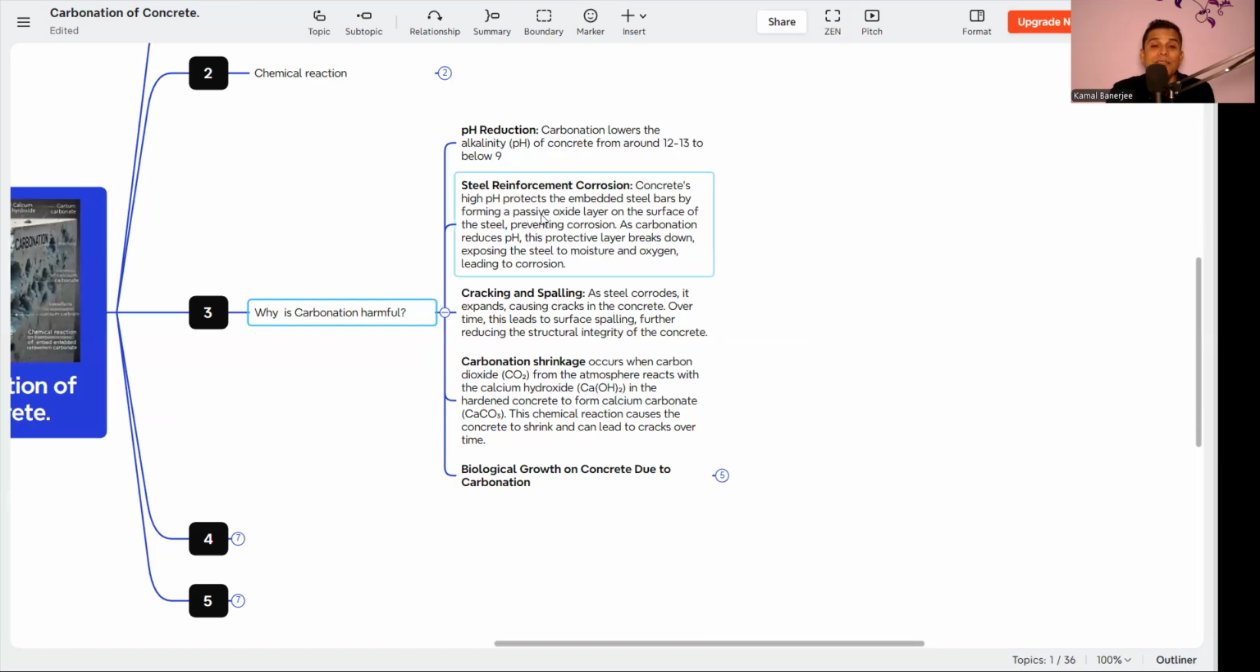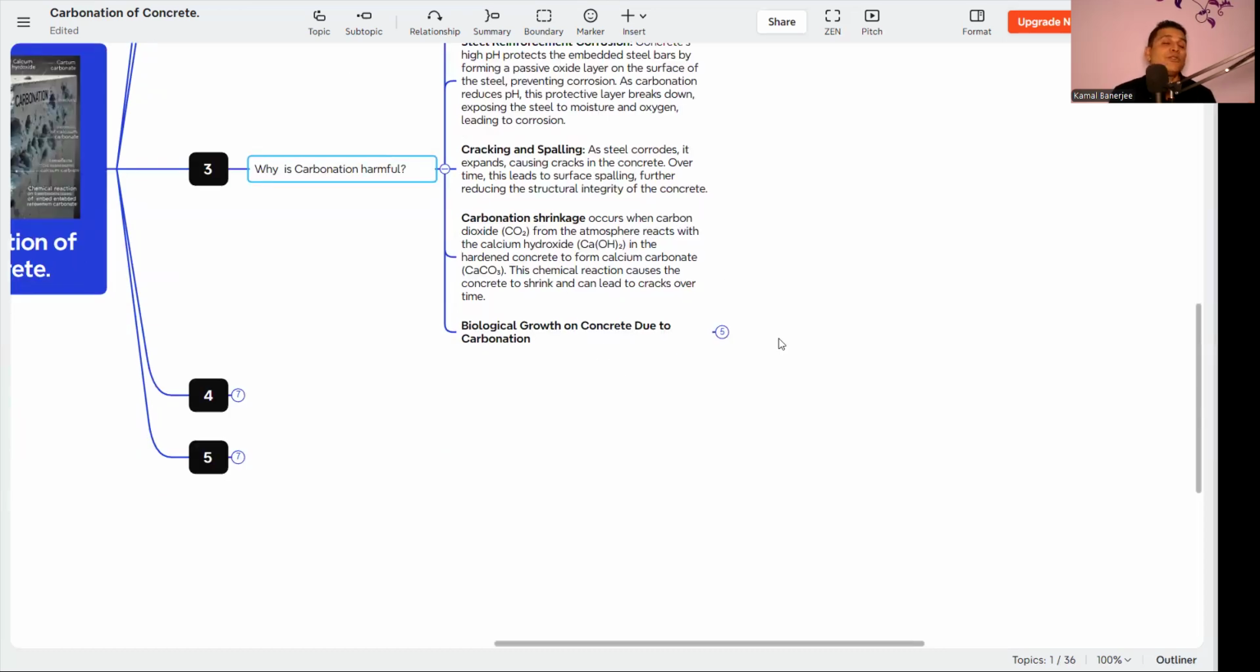Then what will happen if the steel reinforcement starts corroding? As steel corrodes, it expands, causing cracks in the concrete. Over time, this leads to surface spalling and further reduction in structural integrity. We all know that when corrosion starts, the volume will increase, and this increase in volume produces stress. And if the stress increases, cracking and spalling will happen. Next is carbonation shrinkage.